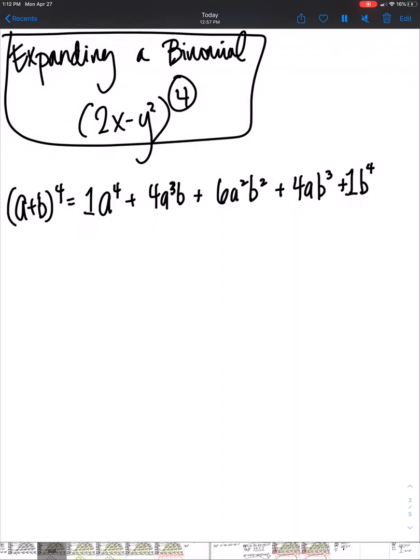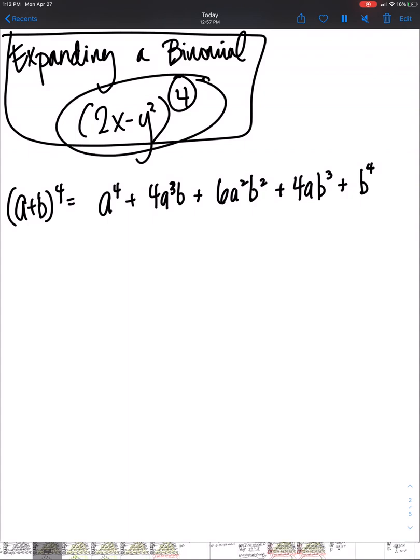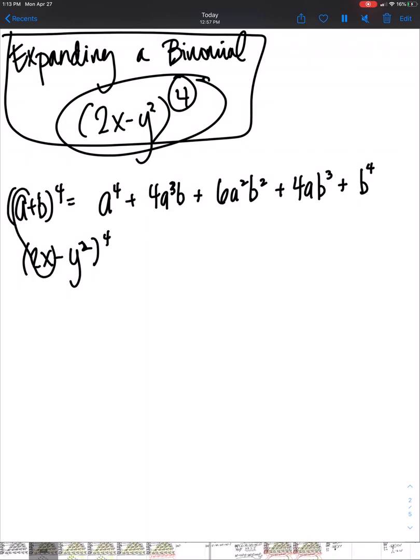Okay, all right. So we're going to now compare that to the binomial that they want us to expand, which is 2x minus y squared to the fourth. Okay, so I'm going to write it underneath so you can relate the two. All right, so a is 2x, and b is negative y squared.